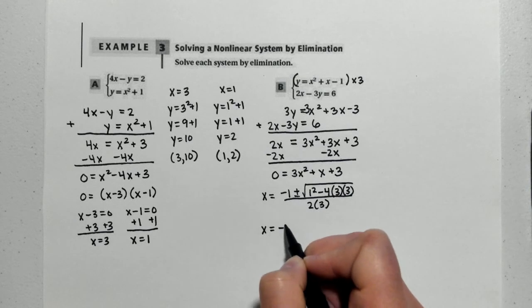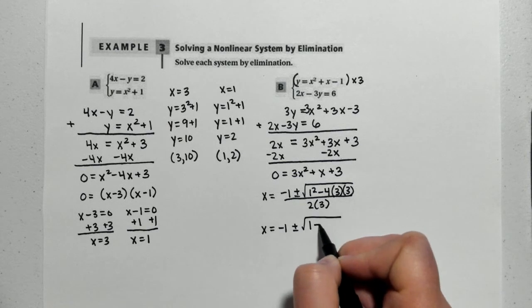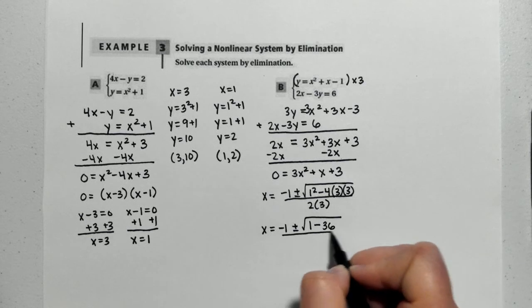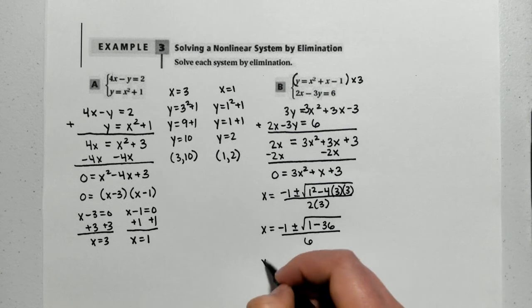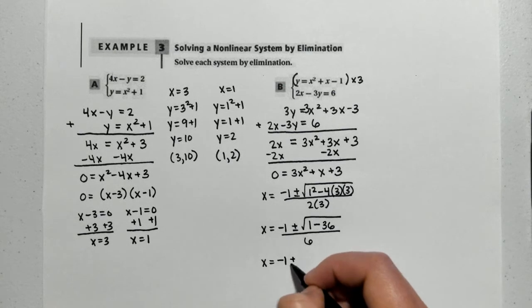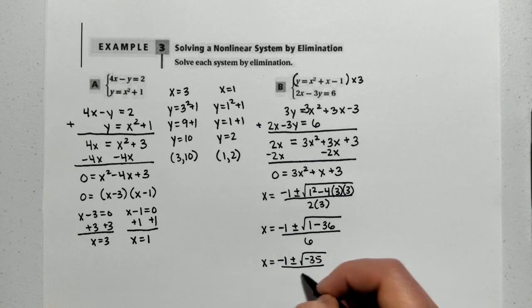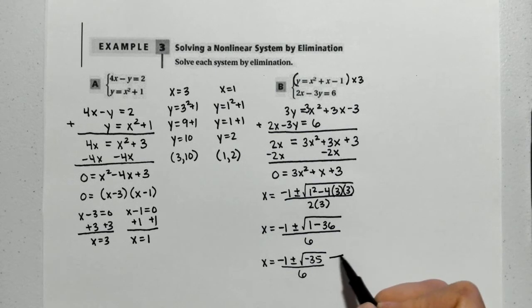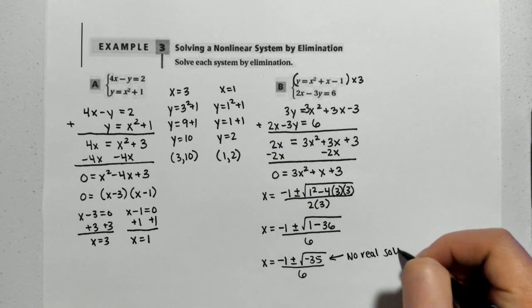So x equals negative 1, plus or minus, 1 squared is 1, minus 4 times 3 is 12, times 3 is 36, and then 2 times 3 is 6. So we have x equals negative 1, plus or minus the square root of 1 minus 36, which is negative 35, and then it's all over 6. Now, we cannot take the square root of negative 35. So this means there are no real solutions.